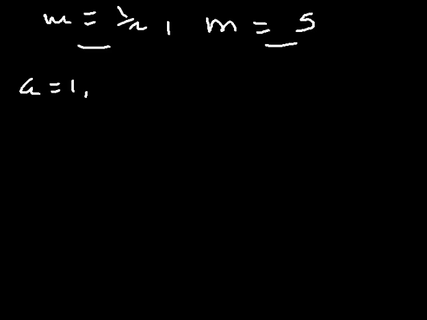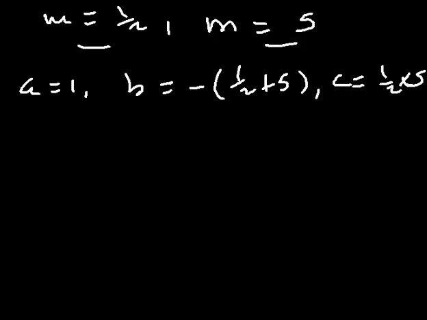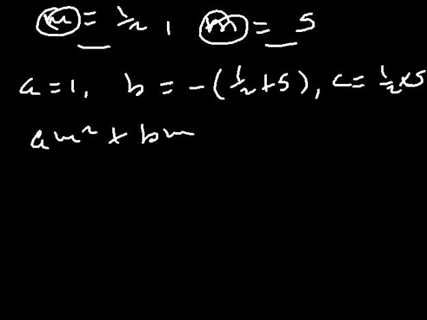What if we have, let's say, m is equal to half and m is equal to 5? The principle remains the same. Since only the roots are given, automatically a is 1, b is negative of half plus 5, and c is half times 5. So try to substitute, and since the roots are of m, it means it is the quadratic equation of m. So that's how we should have that one.